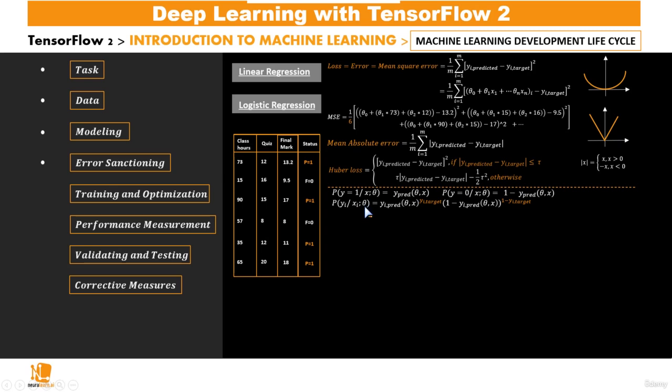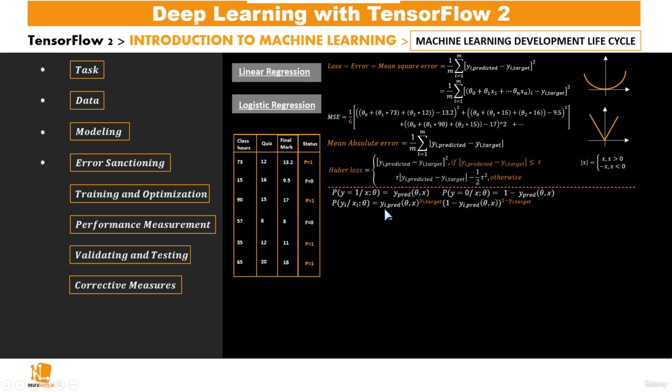Note that here we don't have theta i, because theta doesn't vary with the different data points; theta is basically our weights. So we have y_i pred of theta, x to the power of y_i target, which is what we had up here, to the power of y_i target. The only difference now is that we have included an i.